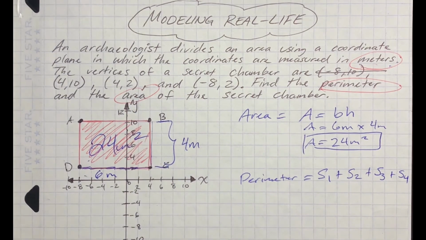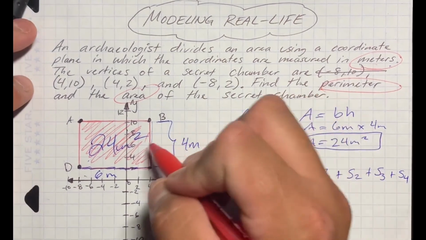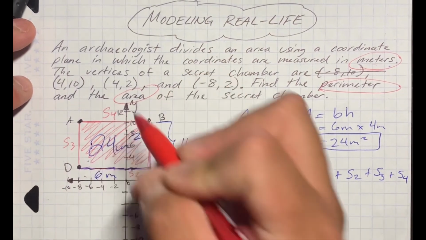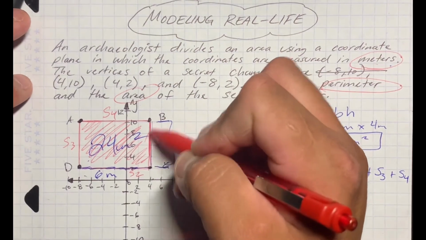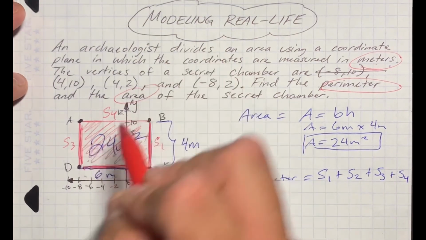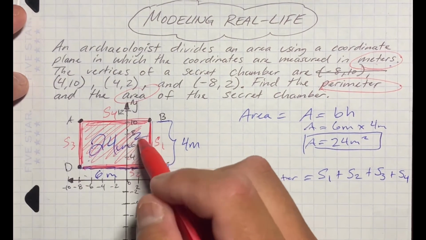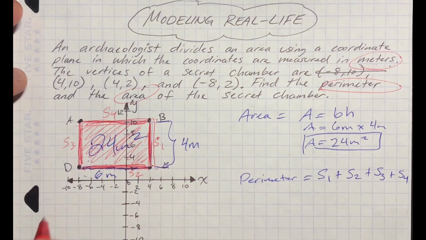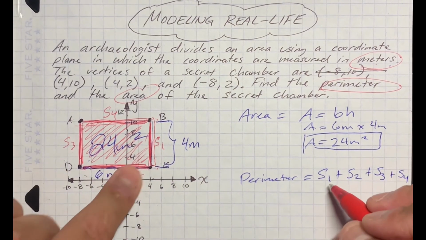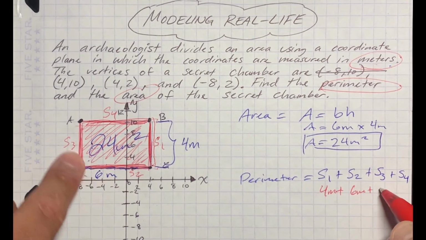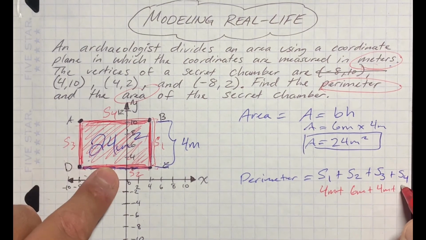For the perimeter, I have to add all these sides up. So let's call this one side 1. This down here is going to be side 2, side 3, and side 4. Okay, so all we're going to do is add 4 plus 6 plus 4 plus 6. All right, so think of it like a fence around a yard. So we want to find the perimeter around the yard in this case. So again, the perimeter: side 1 equals 4 meters, plus side 2, 6 meters, plus side 3, 4 meters, plus side 4, 6 meters.